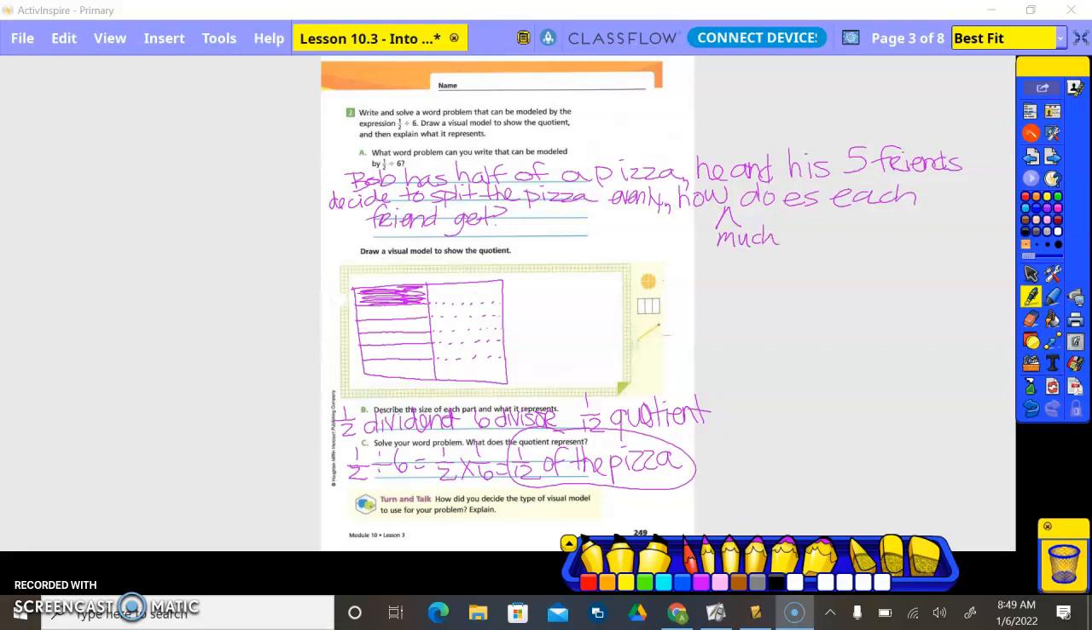does each friend get? So we drew a big model, then we broke our box in half because it's only half of it. Then we broke that half into 6 different pieces to show that that would be split up, but then also you would have the other side as well. So then we said that 1/2 is the dividend, 6 is the divisor, and 1/12 is the quotient. So we took 1/2 divided by 6, and then, therefore, that returned us to 1/2 times 1/6. So each friend got 1/12 of the pizza.